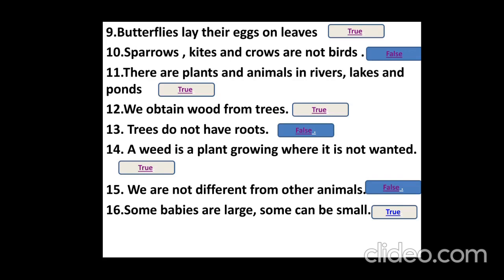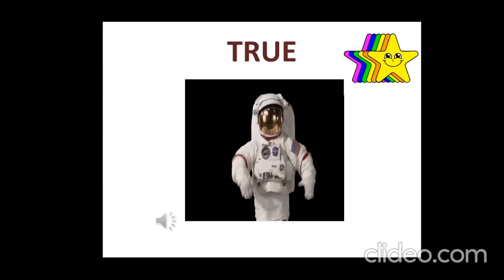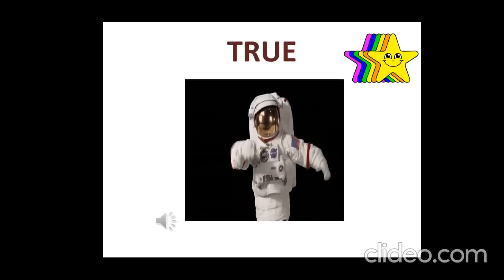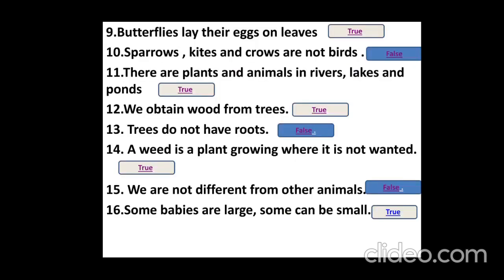And question number 16. Some babies are large, some can be small. True, right? Some babies can be born large and some can be born small. So they can be different. The babies also can be different in size.